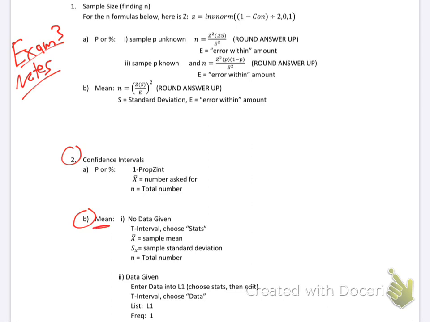It's a mean. This is all confidence intervals. The front side of the sheet is confidence intervals. The back side is hypothesis test. Confidence interval mean. Is it no data given or data given? No data. Yeah, there was no data given on that one. So right here are our steps. T interval, choose stats. We have so many different things we do.